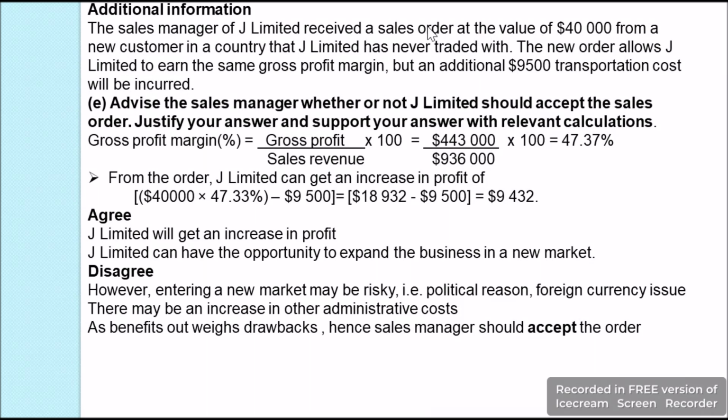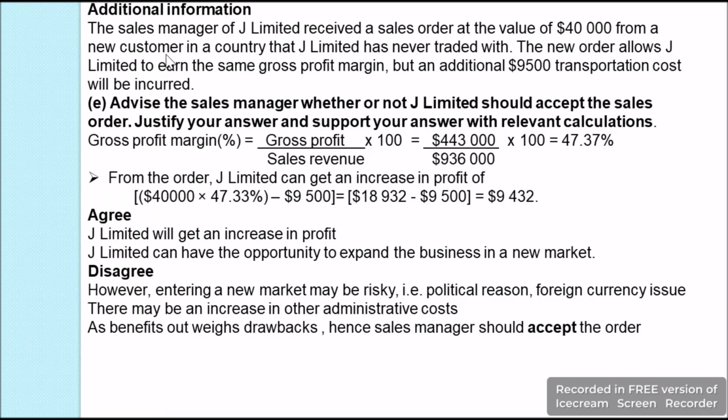And here the sales order which we have is for $40,000. When we multiply it with 47.37%, we will get the gross profit as $18,932 for this order, and from here we have to subtract the transportation cost, which is $9,500. So the profit which we get from this sales order will be $9,432. So our profit will increase, hence we should accept this order.